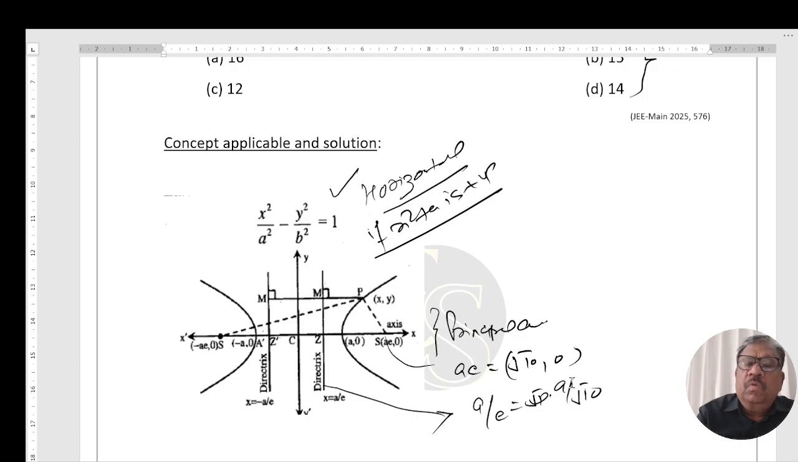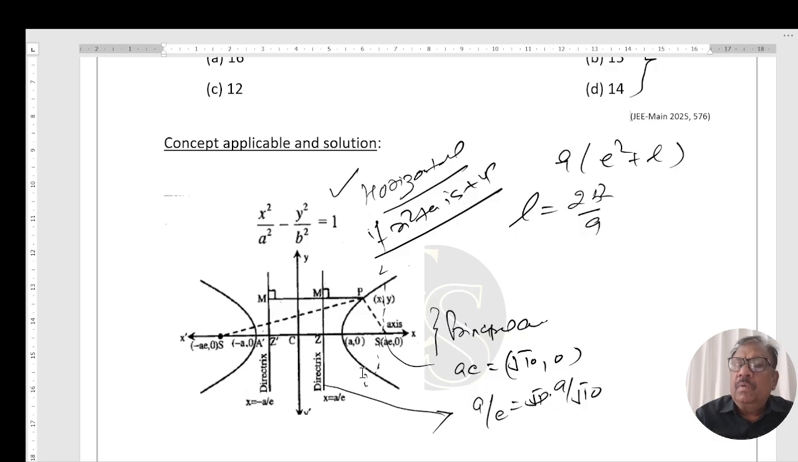Then to find 9e square plus l, where l means the length of the latus rectum, which is 2b square upon a. Latus rectum is the line passing through the focus perpendicular to the principal axis. Its length is l. So if we know this information, we can find out the eccentricity.